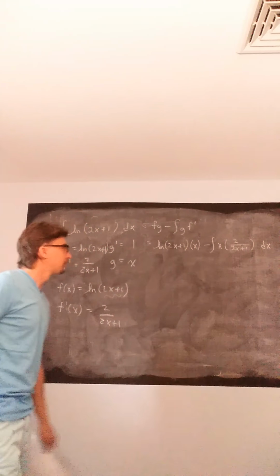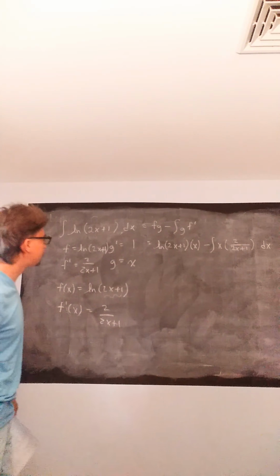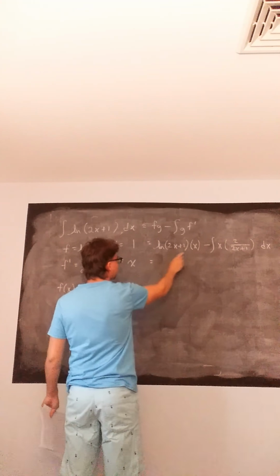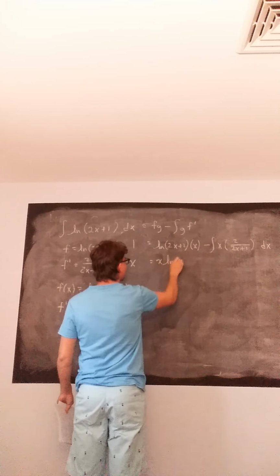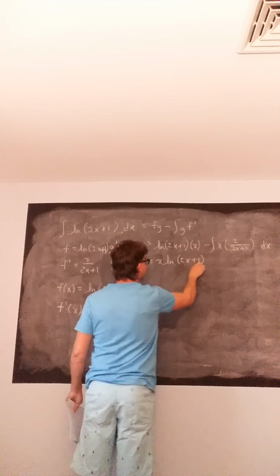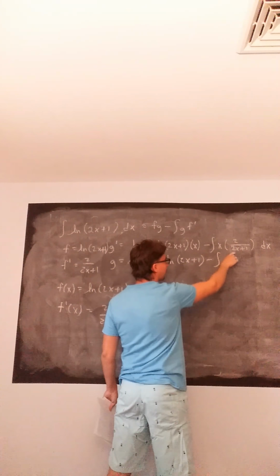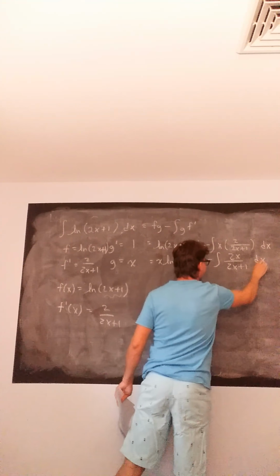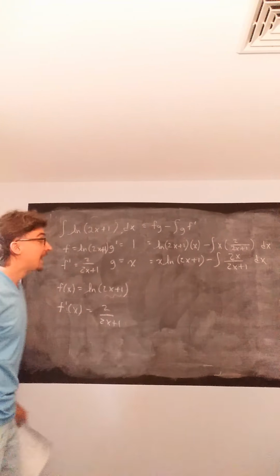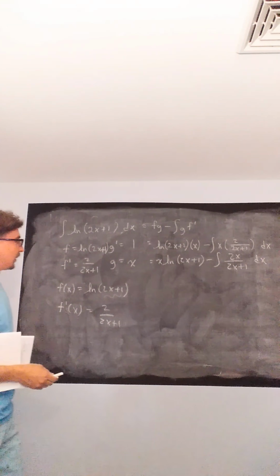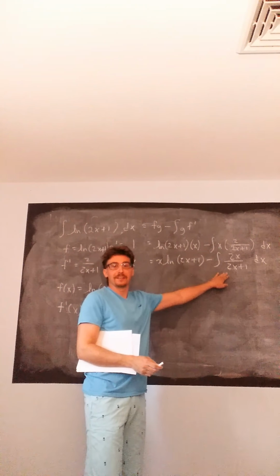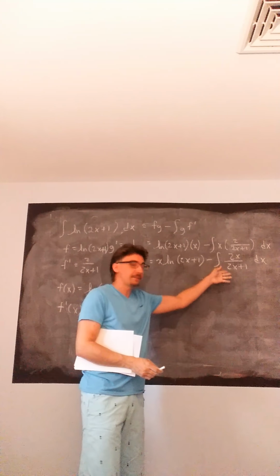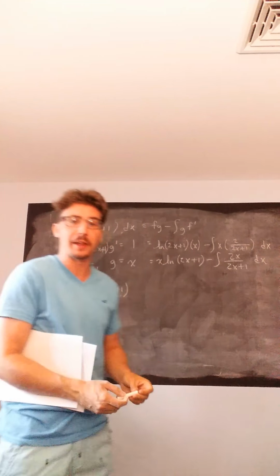Okay, so it looks kind of crappy. Let's try to just rewrite this a little bit with algebra. This would be x ln of 2x plus 1 minus the integral of 2x over 2x plus 1 dx. Have we seen anything like this before? I don't think so. It doesn't look all that difficult, right?